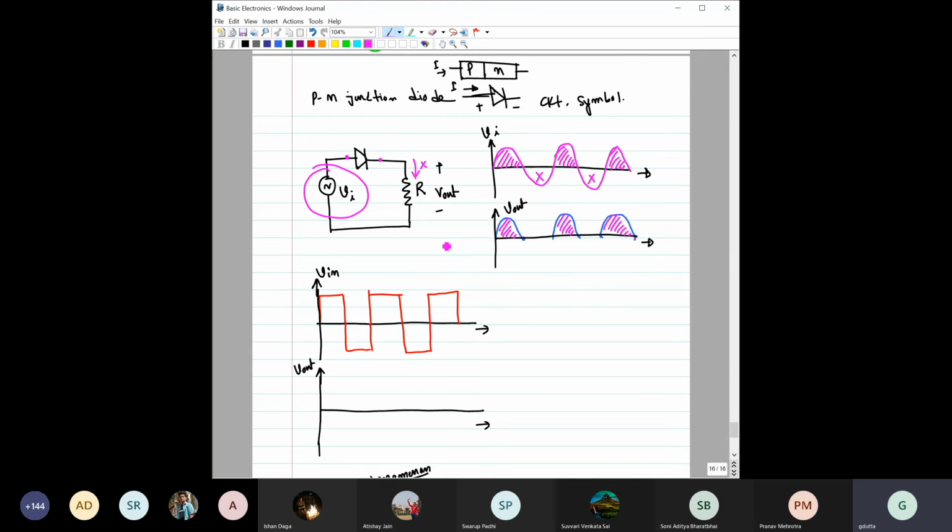I think most of you are familiar with this. That basically shows the rectification using a diode. Basically, this is a very simple half-wave rectifier circuit.